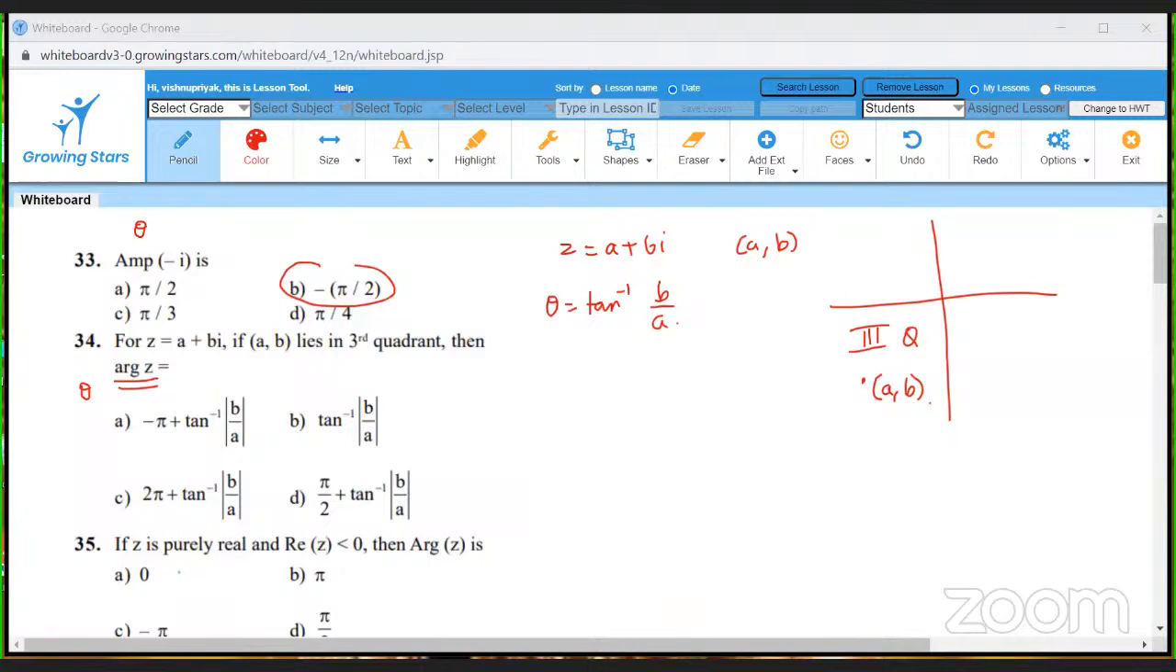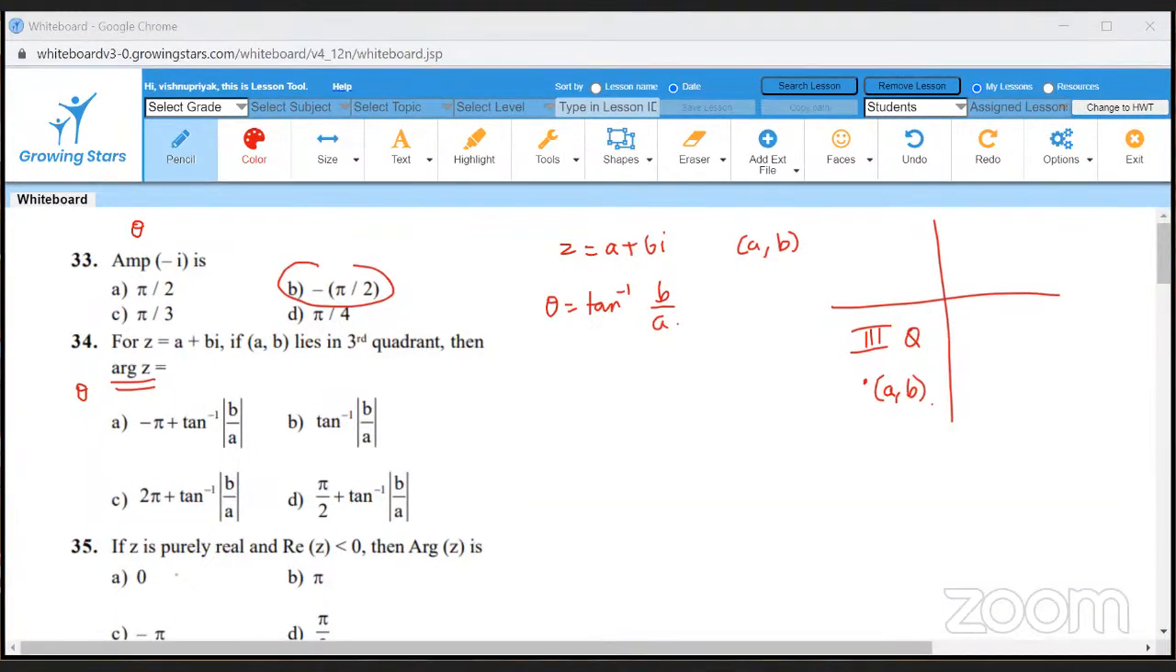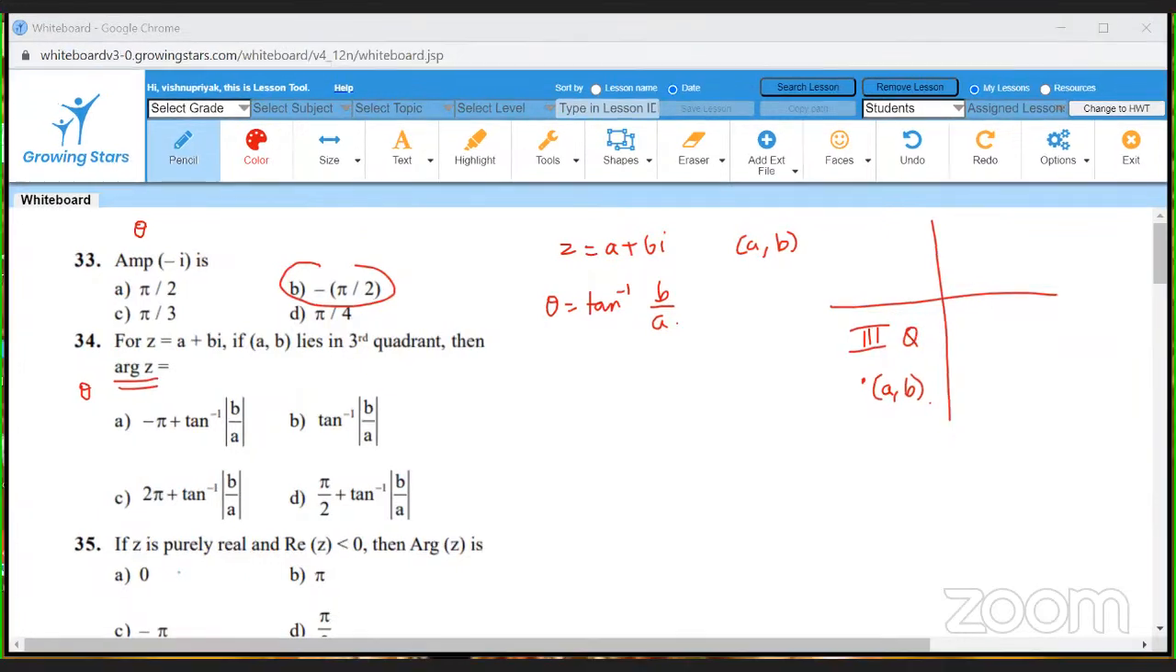But in the question, many things are given to you. Many answers related to pi by A are given to you. So which one will be correct? How will you know? Which answer will be correct? Because they said third quadrant.